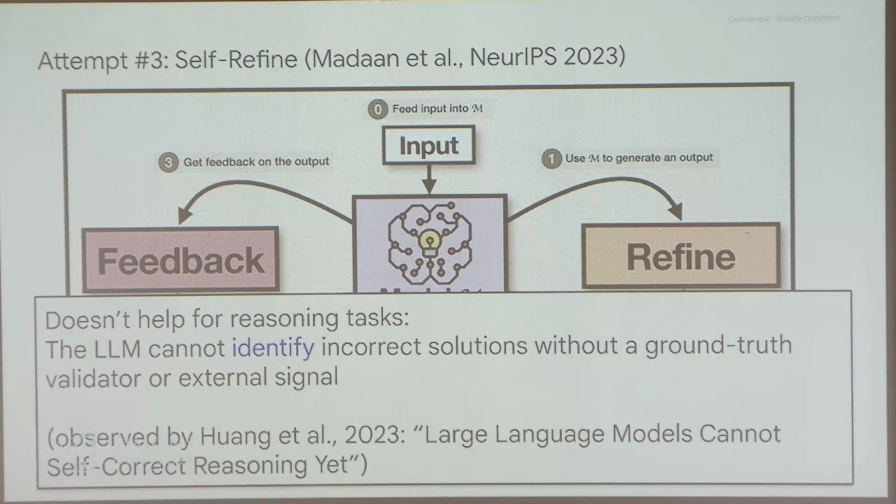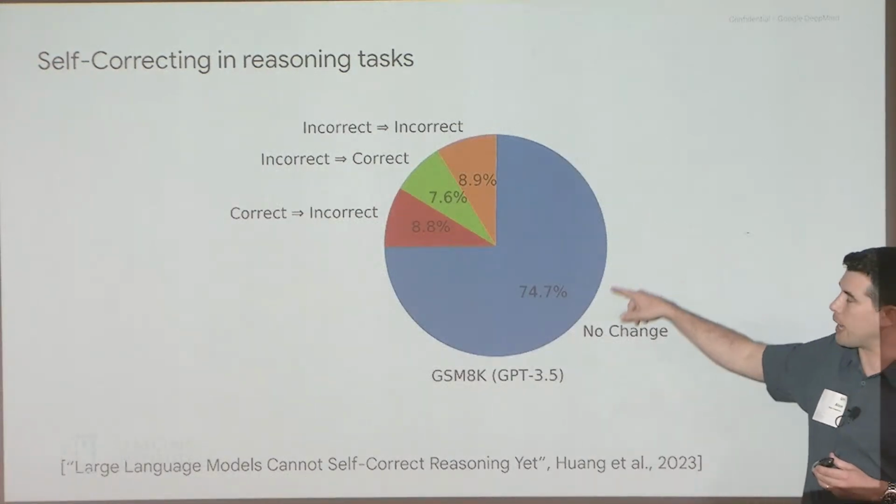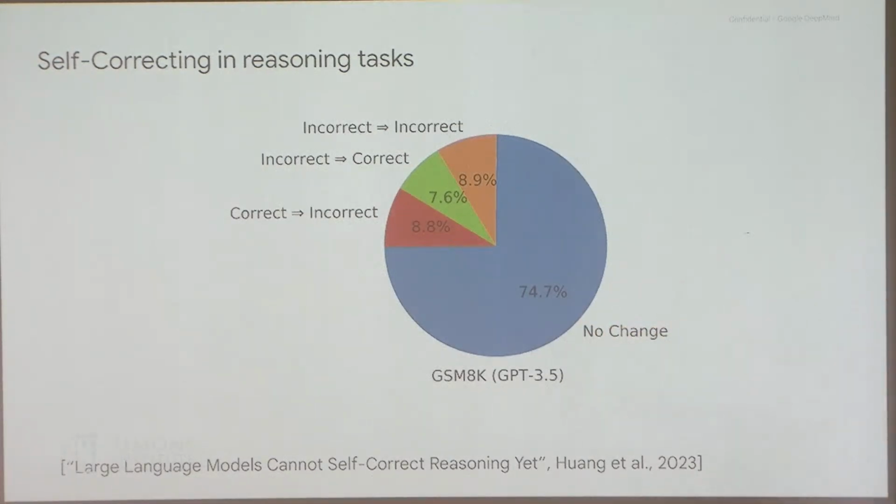However, it turned out that self-refine, while working for more open-ended tasks, does not work for reasoning tasks, because the model cannot identify incorrect solutions without any ground truth validator or any external signal or unit test or anything like that. The model has no idea if its initial answer was correct or not, and thus cannot provide any additional improvement for reasoning tasks. And this was observed in a paper from last year called Large Language Models Cannot Self-Correct Reasoning Yet. In that paper, they found that specifically for the GSM8K benchmark using GPT 3.5, the majority of the answers did not change following this self-refinement loop.